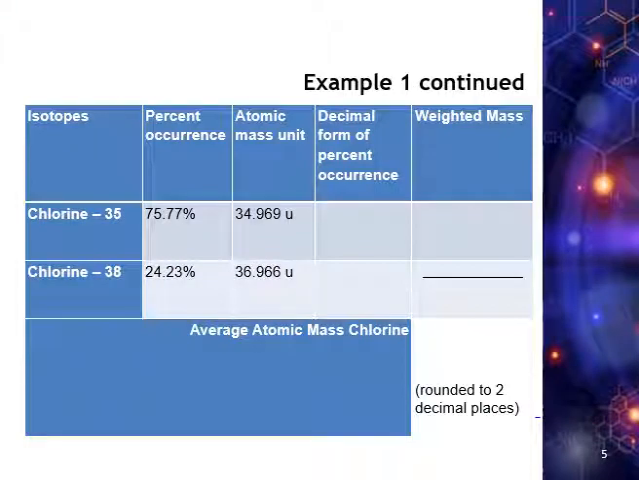To find the average atomic mass of chlorine, you're going to take the percent occurrence and change it to decimal form, and then multiply by the atomic mass. So 75.77% of the naturally occurring chlorine in the world is chlorine 35. 75.77 divided by 100 is 0.7577. Multiply the mass for chlorine 35, which is 34.969, by 0.7577 to get a weighted mass of 26.4960113.